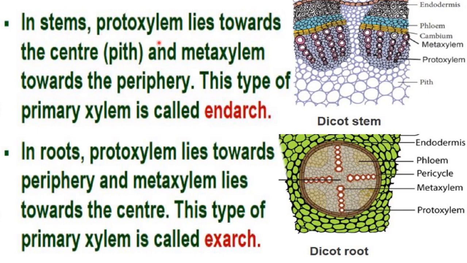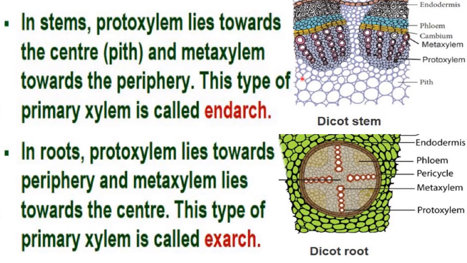there will be protoxylem. As you can see here, this is the cross section of a dicot stem, a dicotyledonous stem. This is the pith area, the central most area. Now just outside the pith, this part is protoxylem. So in stems, what is happening? Protoxylem is present towards the center and metaxylem is present towards the periphery. As you can see here, protoxylem is present here because this is the center, and metaxylem is present towards the periphery.